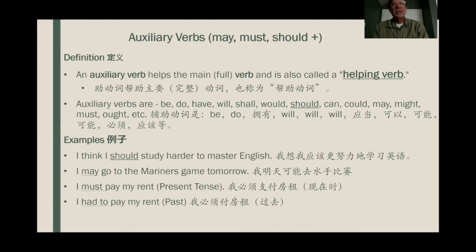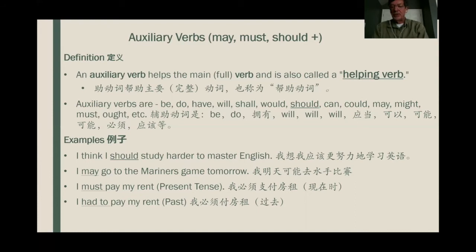So in intermediate, the expectation is that you can use a lot of helping verbs. You could say, I pay my rent, and leave it at that. But to be more exact, I must pay my rent, must being the helping verb. The fourth example, I had to pay my rent, past tense. Helping verbs are in all tenses. And in this case, past tense example, I had to pay. To pay is the main verb.